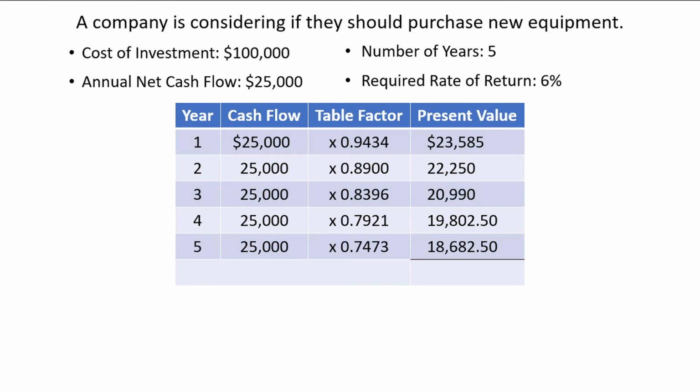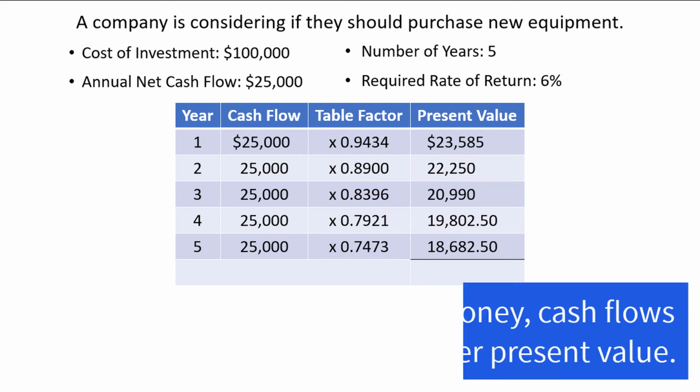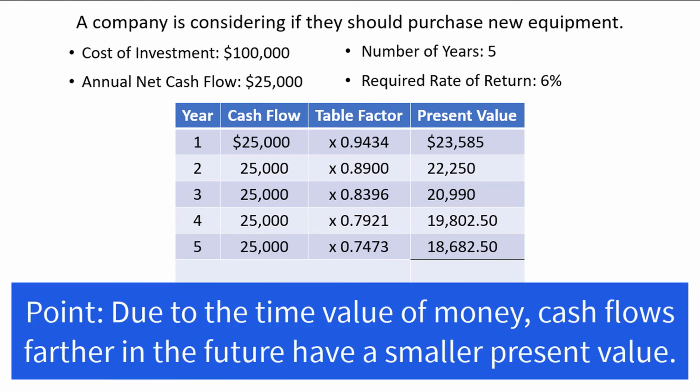Now I want you to notice something about these table factors. The values associated with the earlier years are larger decimals, 0.9434, 0.8900, whereas the values associated with the later years are smaller numbers, such as 0.7921 and 0.7473. This is because of the time value of money. The later cash flows should be discounted more than the more recent cash flows, which we see reflected in the values in the present value column.